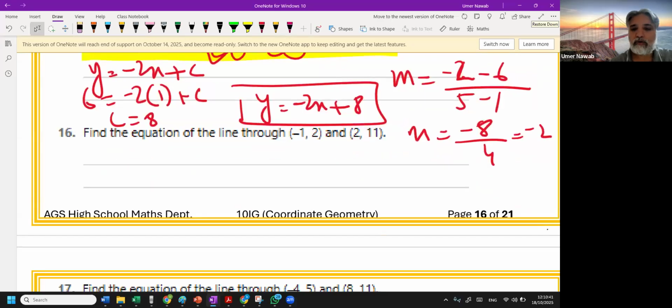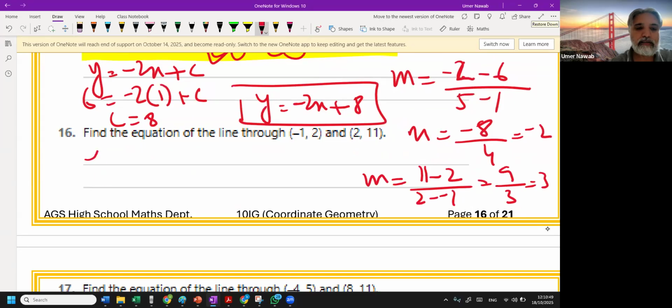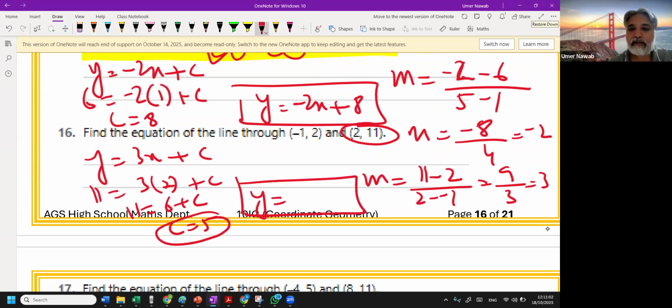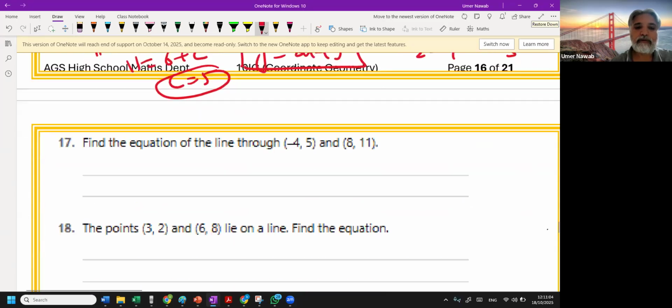Last question I will do for this. So what is the gradient? 11 minus 2 over 2 minus minus 1. So this gives you 9, this gives you 3. So y is equal to 3x plus c. May I substitute 11, 2? So 11, this is 2 plus c. 11 is equal to 6 plus c. C is equal to 5. Final equation is y is equal to 3x plus 5.